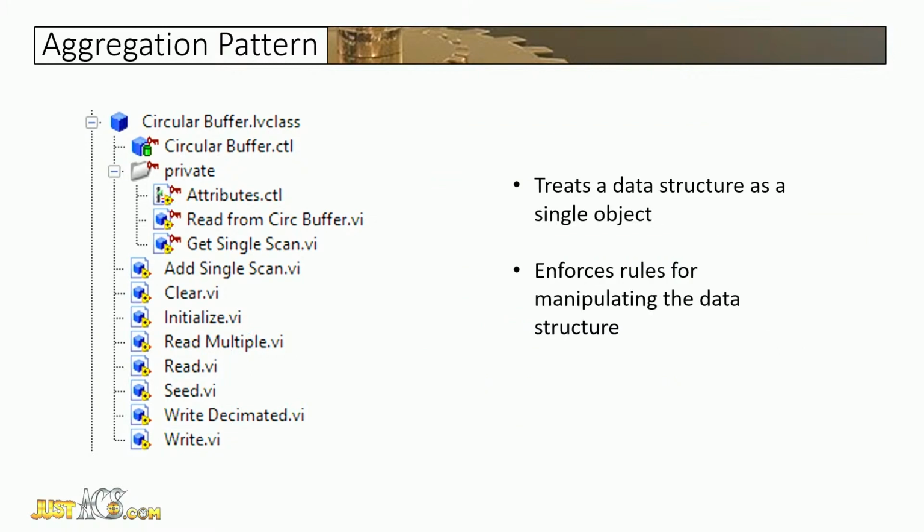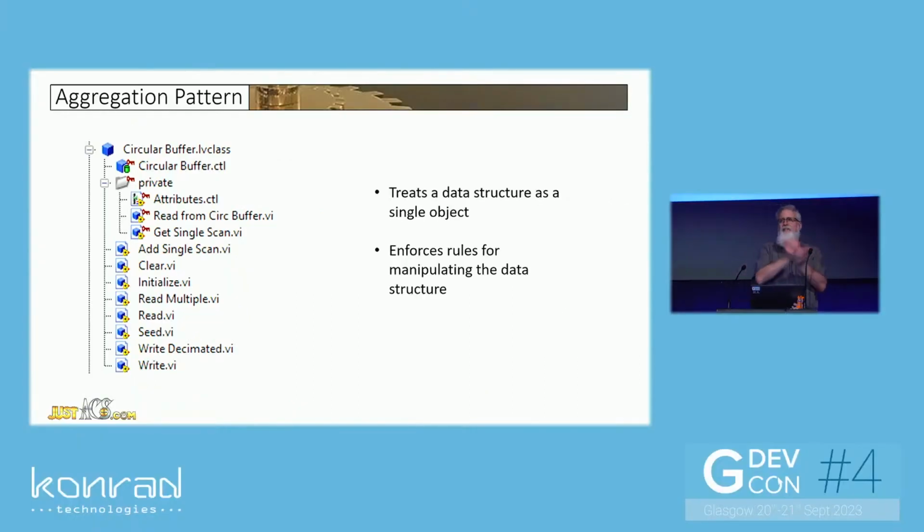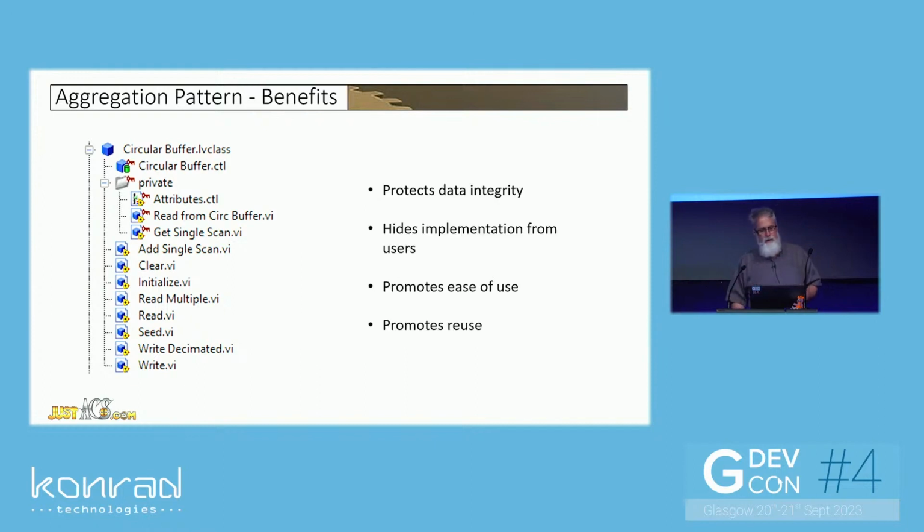We are now treating that data structure, that couple of arrays and the index and the this and the that, conceptually as a single thing to be passed around. And we are enforcing the rules for manipulating the data. I can add a scan in a certain way, I get a scan out in a certain way, or a set of scans out in a certain way, and in no other way. In this way, we protect ourselves from ourselves. We have protected our data integrity. We've hidden the implementation from the users.